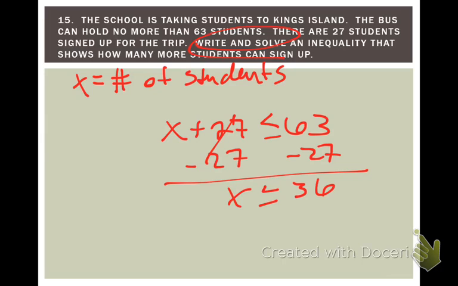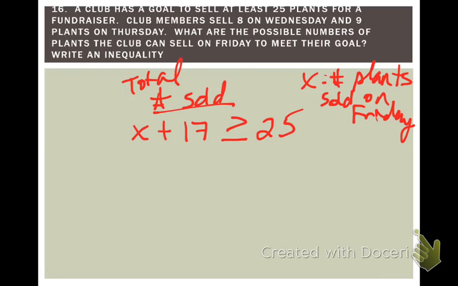Good? Any other questions here? Got another one. Try this guy. Something like this, hopefully. Now, if you did x plus 8 plus 9 is greater than or equal to 25, that's fine too. If you went ahead and added the 8 and 9 and got 17, that's even better.